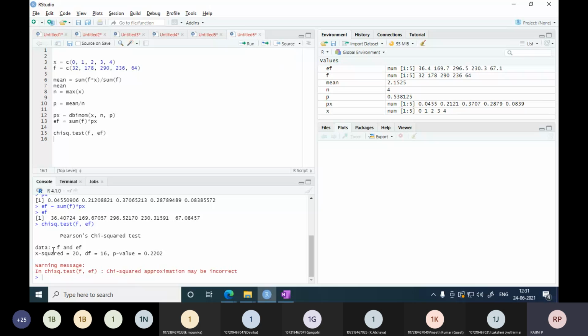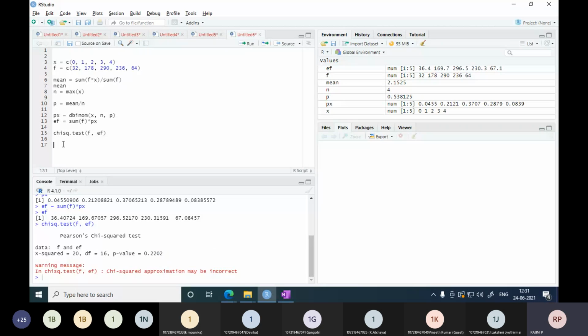So what is here? Data, observed and expected frequencies. They have given the observed and expected frequency. So this is the chi-square calculated value, and this is the degrees of freedom, and this is the probability value. Is it clear? So what is the probability value? The probability value is this, copy this.